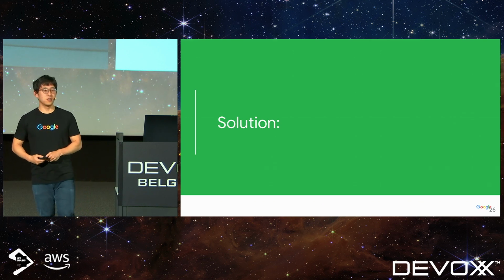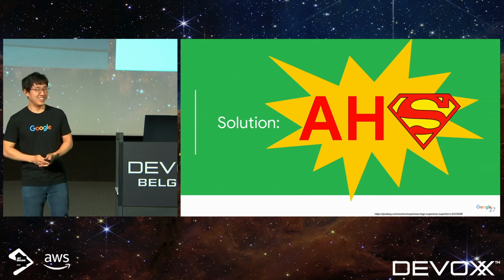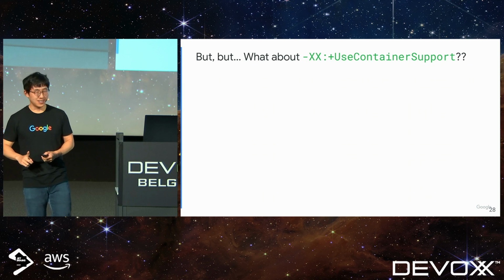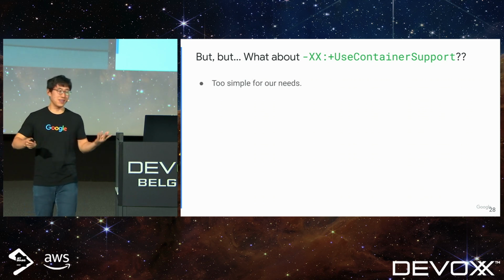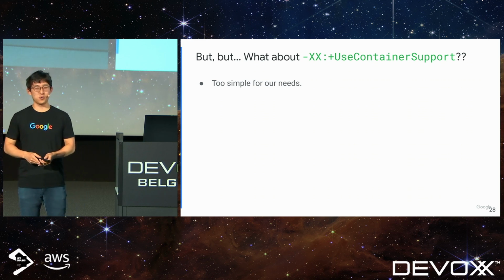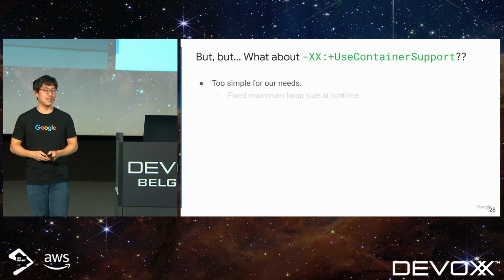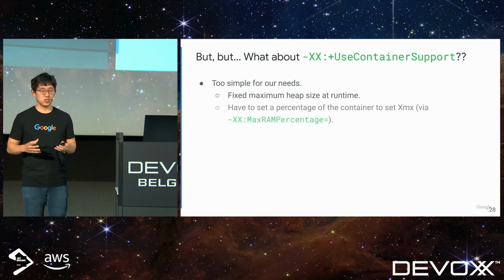All right, so what is the solution to these problems? AHS, yay. Okay. But you might be first asking, what about the use container support flag? You've heard of that, maybe. But this really doesn't do what it sounds like it should do, which is it does tell us that, hey, this is the size of the container. Let's set XMX to some multiple of this size.